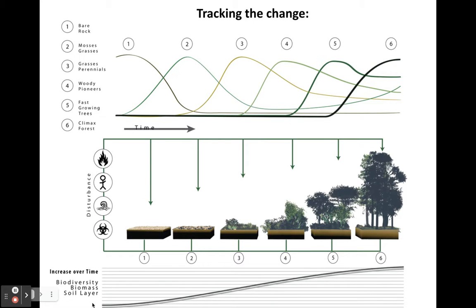At the bottom here, we see the same thing: the biodiversity, the biomass, and the soil layer, like the thickness of the soil, are all increasing over this period of time. All right, so that would be an example of a change in some of the abiotic conditions as well. Okay, let's look at a couple examples.